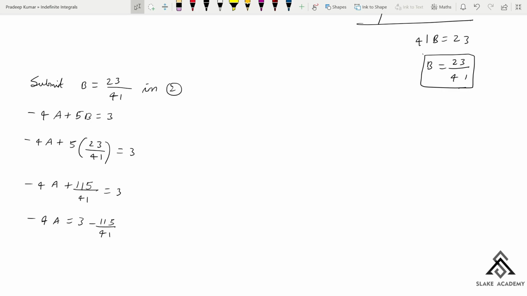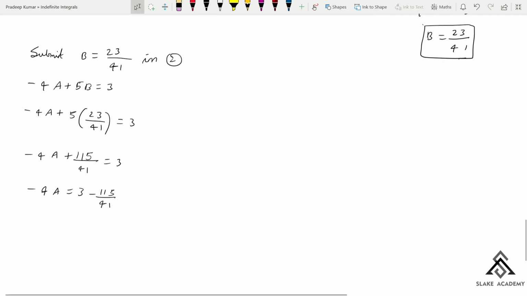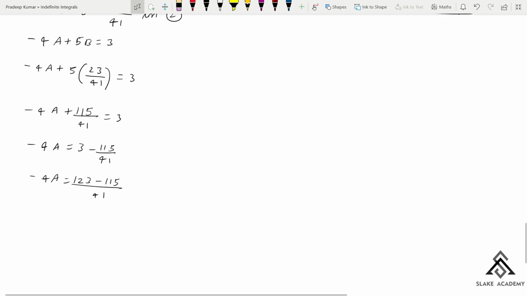So now 41 into 3, that we need to multiply. 41 3s, 4 3s is 12, so 123 minus 115, which we get as minus 4a equal to 8 by 41. Cancelling these 4 1s and 4 2s, the a value will be minus 2 by 41.